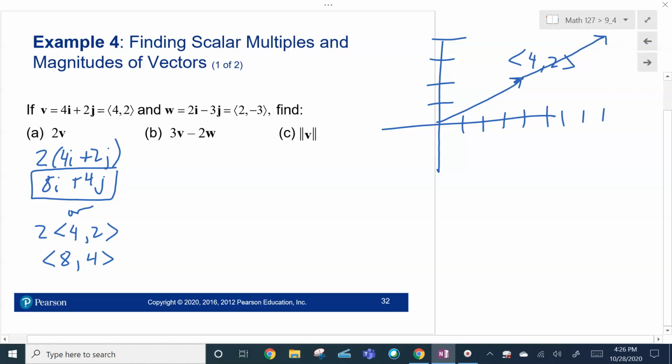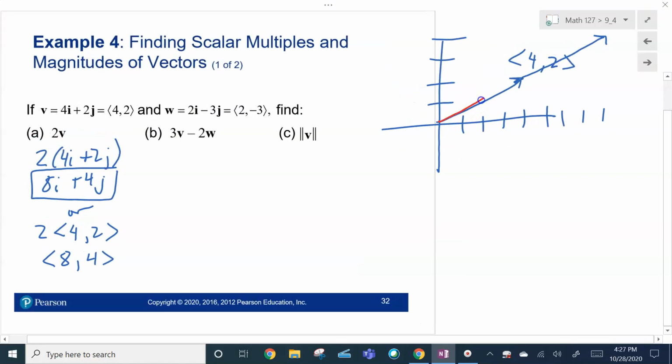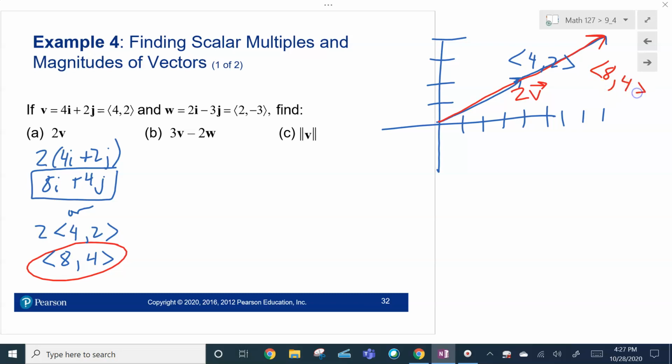So here's in red 2 vector v. Okay? Where you end up, there's your components for that 2 vector v. Double vector v. So it doubles the magnitude, right? It goes in the same direction. So let's do 3v minus 2w.